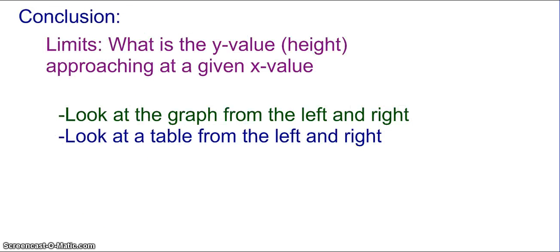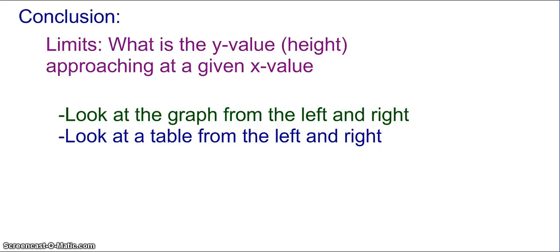Alright, so same conclusion from earlier today. The limit is what y value or height the function is approaching at a given x value. We need to look from both the left and the right. It has to be approaching the same height from the left and the right. The function does not have to exist at that point, but the function needs to be approaching the same y value from the left and the right.